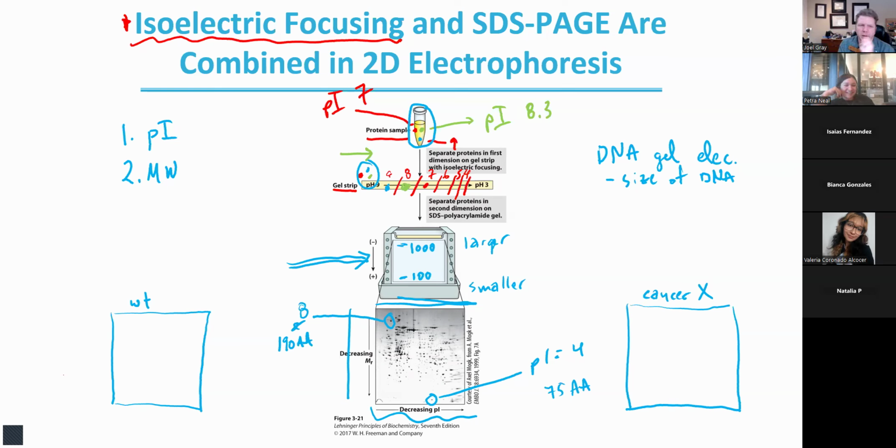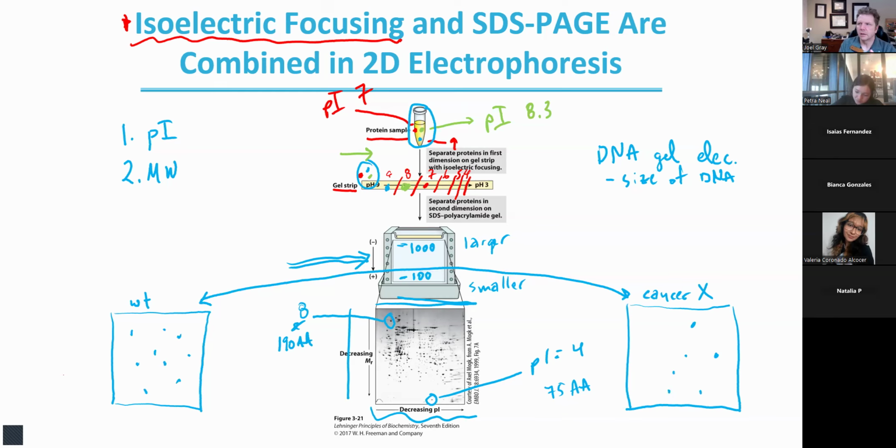Okay, so we've got the application of this technique. We've got wild type cells, and then we've got cancer X. And you do the exact same thing with these two different types of cells, and then you have different patterns. So here's all the proteins in the wild type cell. And then in the person who has whatever type of cancer, you look at theirs and you overlay these two gels and you see, okay, what's similar, what's different about them?